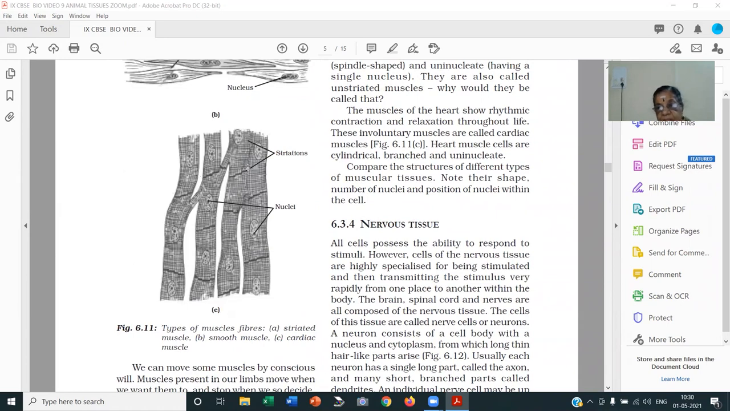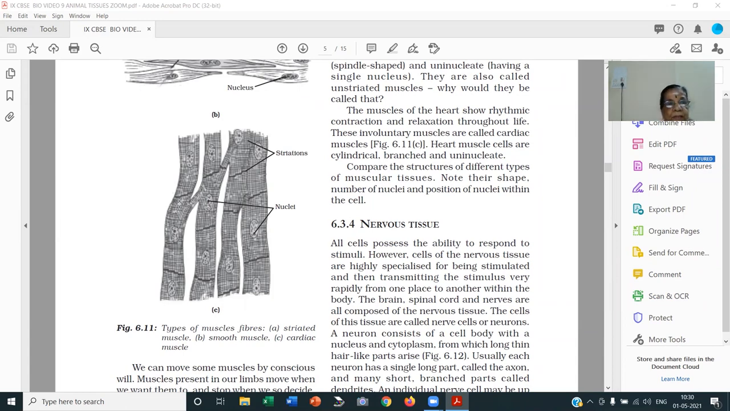The difference between striated muscle and the cardiac muscle: they have similar structure, but the difference is it is branched. Cardiac muscle is branched and function is totally different, as it is present only in the heart. Heart muscles are cardiac muscles, and it is branched. And that branch, can you see?